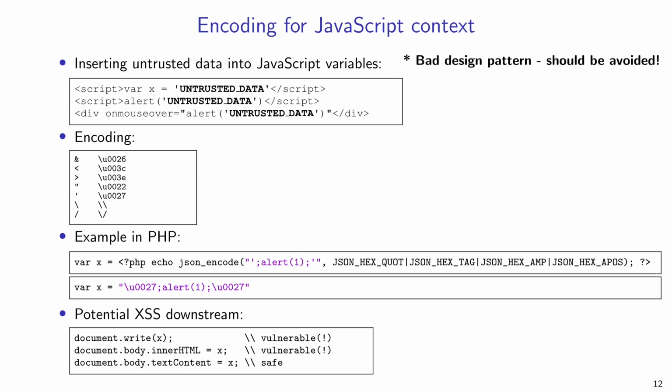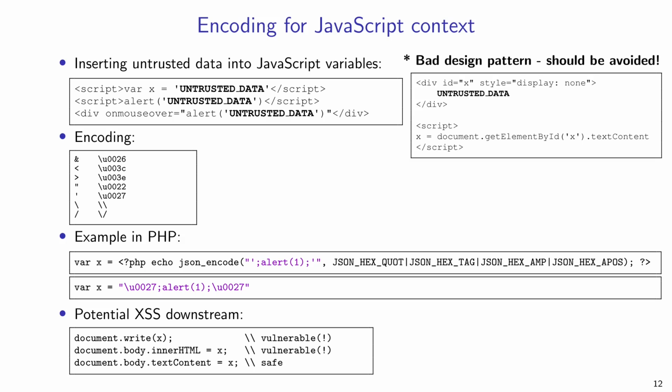And the last note to mention is that this practice of putting variable data inside inline JavaScript is a bad design pattern that should be avoided. It is actually possible to redesign our website and get rid of the need to encode anything for the JavaScript context. The workaround here is to put this untrusted user data in a hidden HTML element using the standard HTML context encoding, and then read the value with JavaScript using the getElementBy methods.